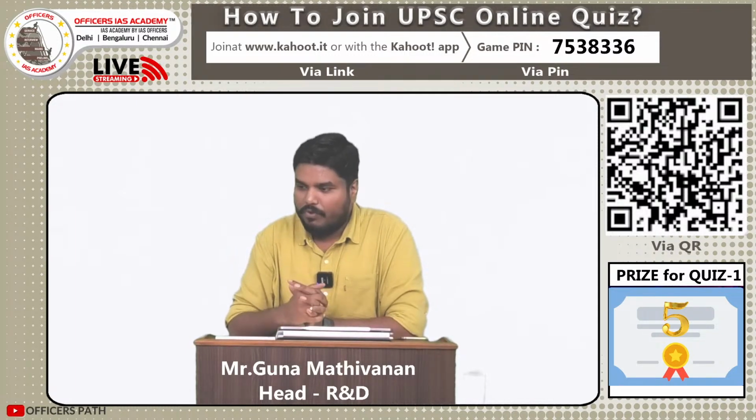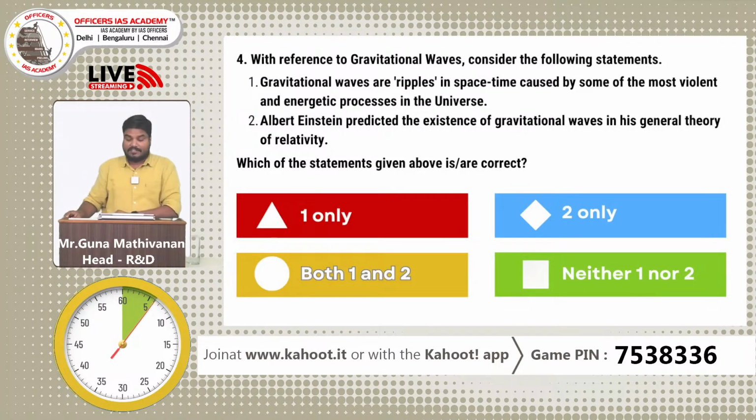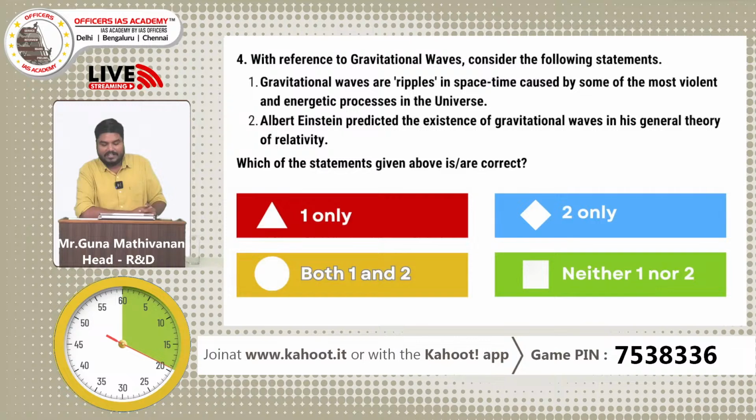So question number 4. With reference to gravitational waves, consider the following statements. 1. Gravitational waves are ripples in space-time caused by some of the most violent and energetic processes in the universe. 2. Albert Einstein predicted the existence of gravitational waves in his general theory of relativity. Even before I complete the question, I see 116 responses. That's interesting. A, 1 only; B, 2 only; C, both 1 and 2; D, neither 1 nor 2.